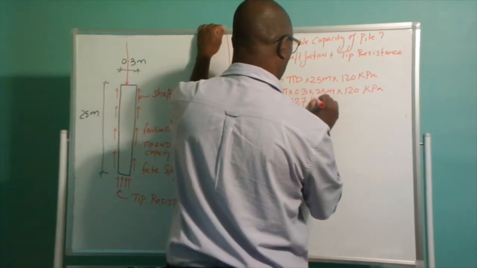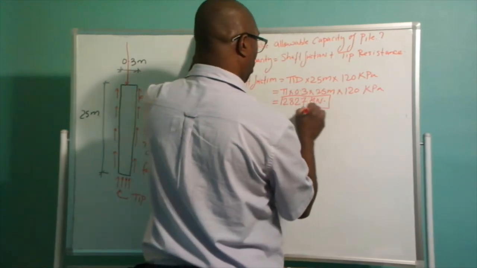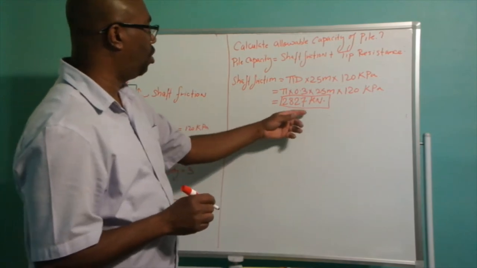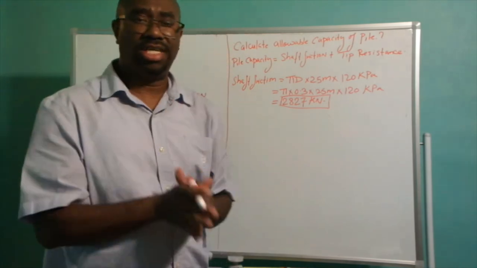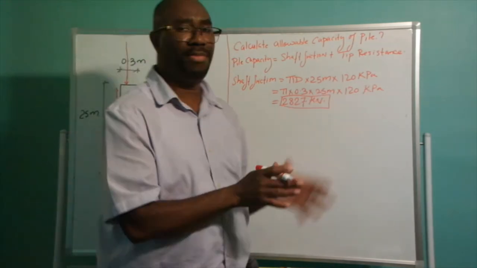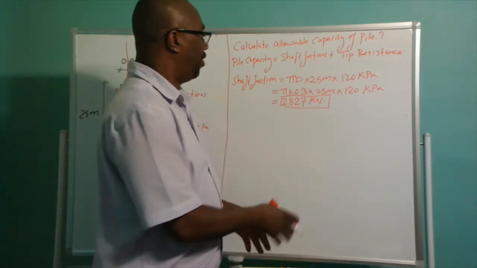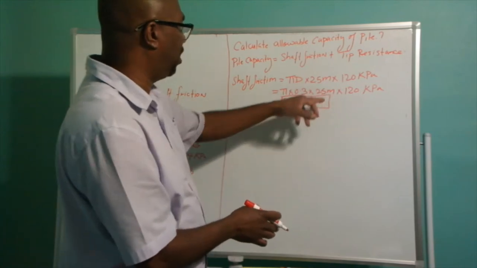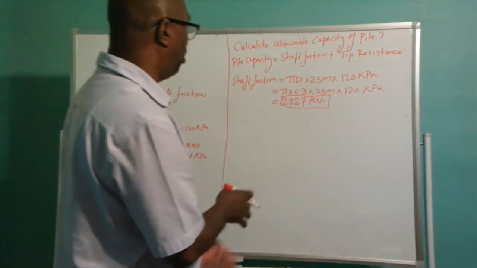2827 kilonewtons. So right there, we have calculated the shaft friction to be 2827 kilonewtons. How do I get kilonewtons? You have to remember that kilopascal is really newton per meter square. And since we have 0.3 meters and 25 meters, meter square cancels meter square. So we ended up with kilonewtons.